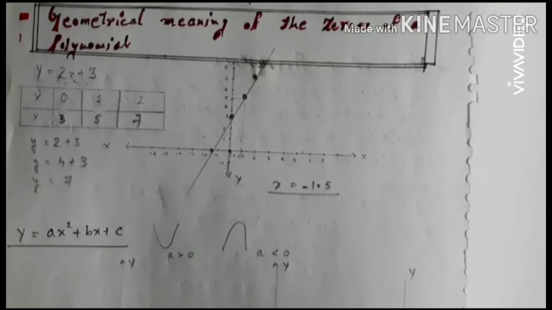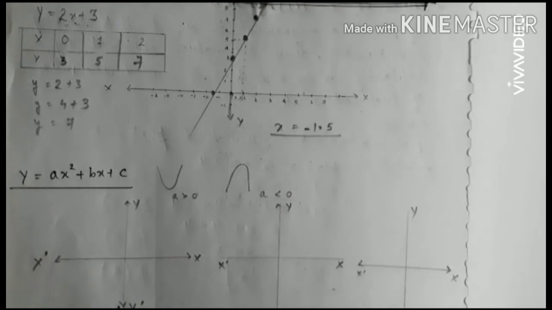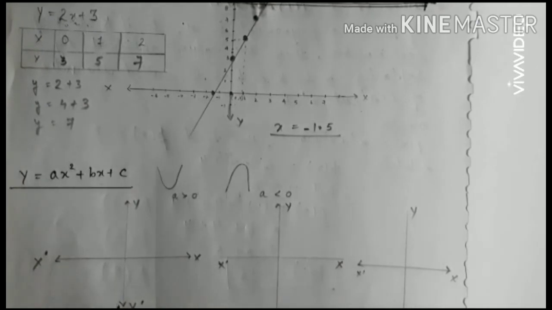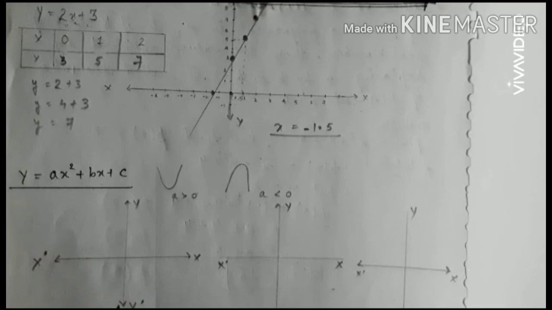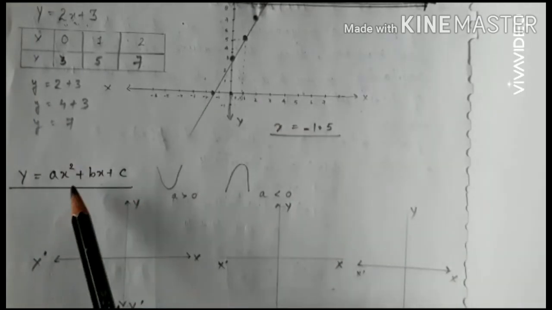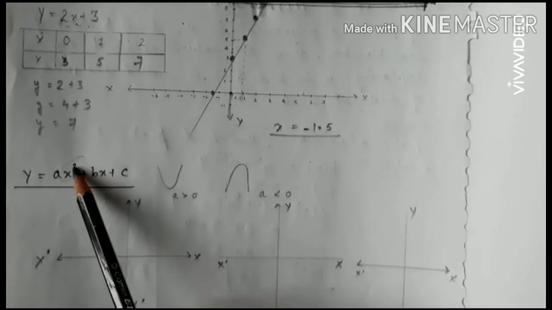Now our next topic is the quadratic equation. The standard form of a quadratic polynomial is ax square plus bx plus c. This is the geometrical meaning of the zeros of a quadratic polynomial. For a quadratic polynomial, 3 cases arise. For a linear equation, generally there is 1 zero. For a quadratic equation, how many zeros will there be? 2. Why? Because the highest power is 2, so the number of zeros will be 2.